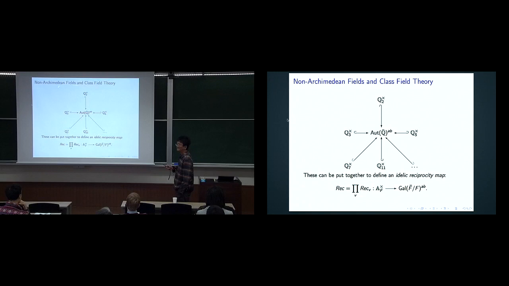So these ideles are a product of all these non-Archimedean fields for F, for the completion there. And then all these local reciprocity maps can be put together, taking a product of all these things, to get an idelic global reciprocity map that ends up inside this abelianized Galois group. All of this, up to here, was done by Hasse, but this idelic reciprocity map seems to have been first defined by Chevalley.